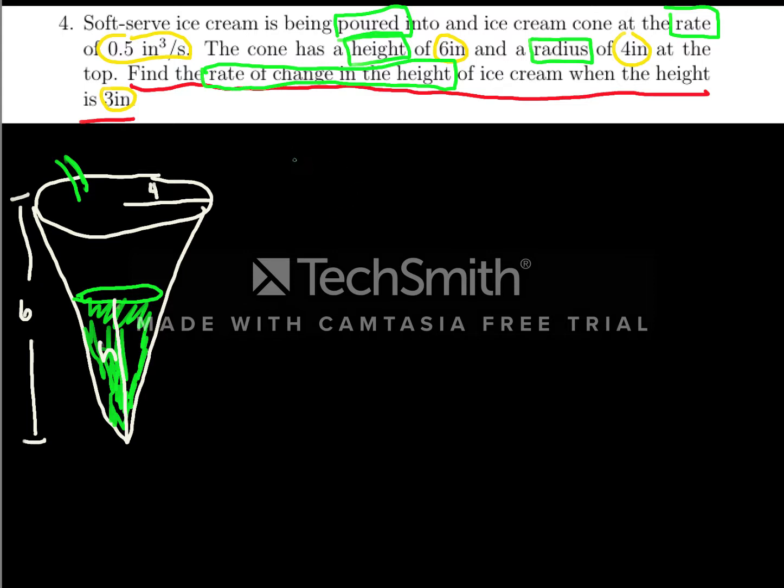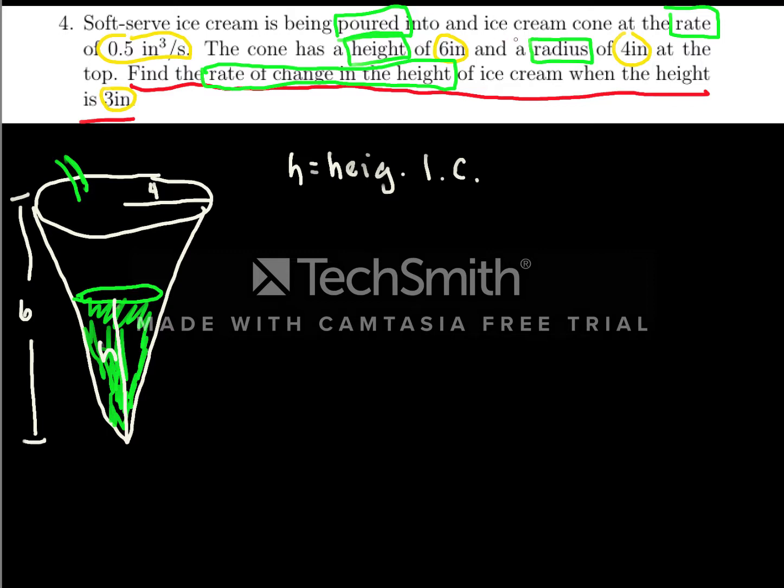So that's our first variable. Let's write down what it is. h is the height of the ice cream. What else do we have in this problem?